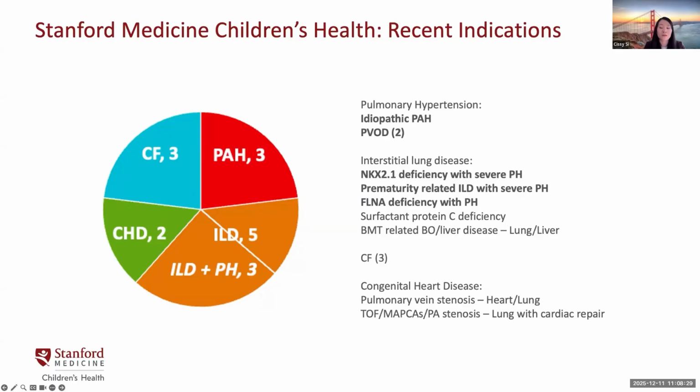So we know that as a whole, 10% of the population are not modulator eligible. This percentage is increased in the non-Caucasian population. And so given the demographics of California in this region in particular, we do have a higher proportion of CF patients who are not modulator eligible and may ultimately need lung transplantation.